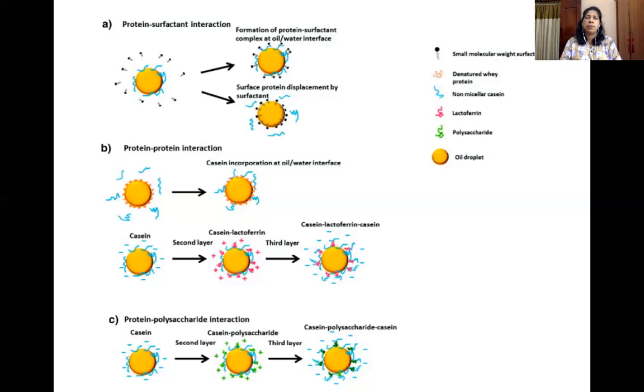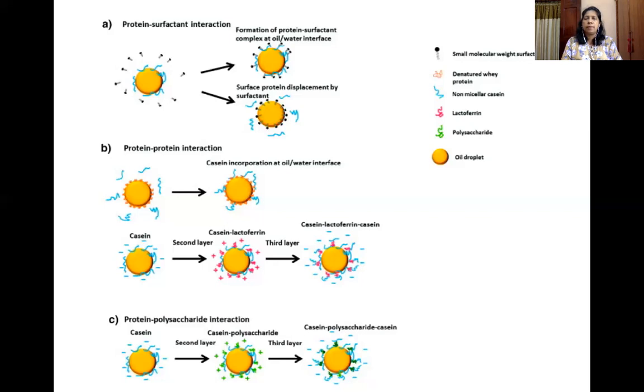This shows surface protein displacement by surfactant. Small molecular weight surfactants are there earlier, and later the proteins are there too. Later on, the protein is sent away by the surfactant, and the surfactant tries to make an emulsion. In the second picture, B, you can see how protein-protein interaction happens.